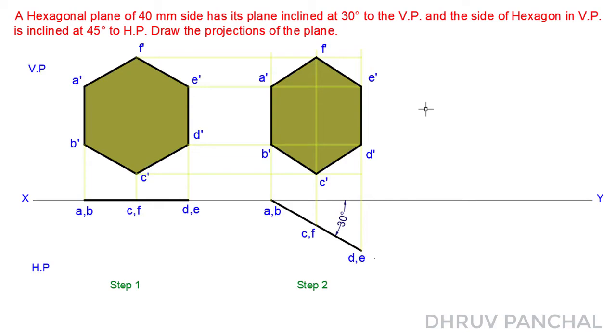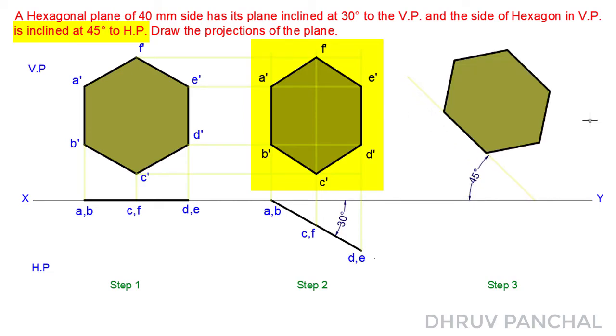In step 3, we will consider plane inclination with the horizontal plane. So we will draw the front view of step 2 at an angle of 45 degrees in step 3. For that, draw a line at an angle of 45 degrees on line XY in the vertical plane and draw the front view from step 2 on it and locate points A dash, B dash, C dash, D dash, E dash and F dash as shown.